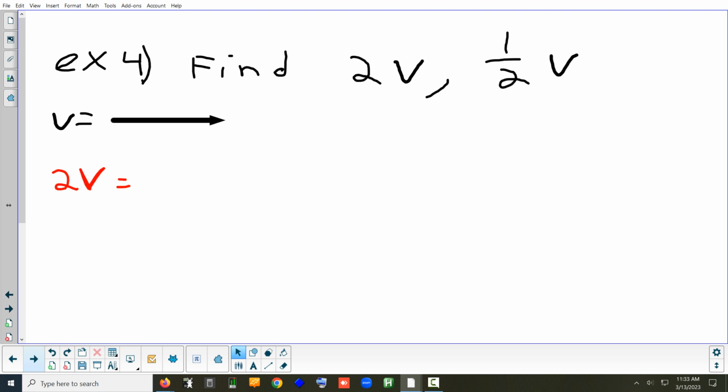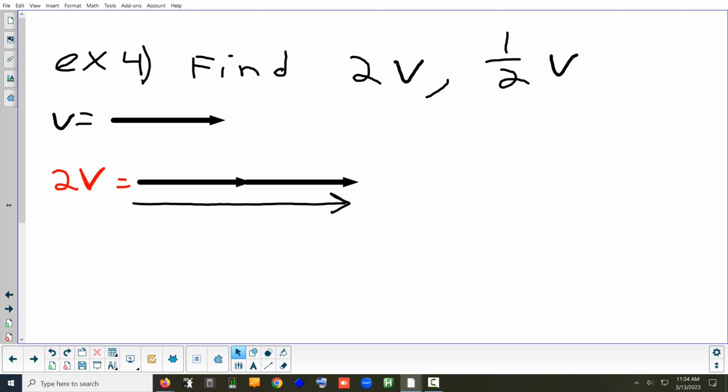Well, here's v. How do you think you would get 2v? Would you add? Okay, just add v to v, so that I can do it exactly on the board. There's v. There's v. There's 2v. Okay.